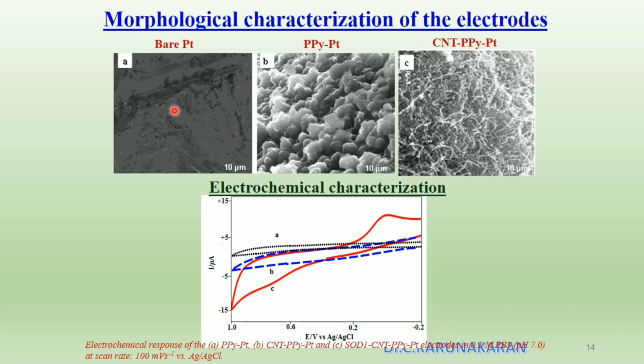At each step we have characterized the electrode. For example, A is the PPY platinum electrode, and B is the CNT modified electrode, and this is the SOD1 modified electrode. You could see a peak because of the immobilization, bioconjugation of SOD1. So we have characterized the fabrication of the biosensor electrode at each step, whether the enzyme is immobilized or not.